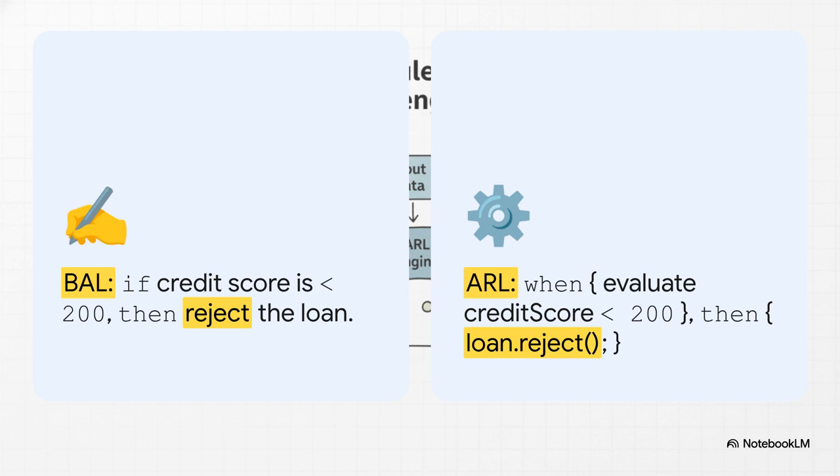This isn't just a word swap. It signals a totally different way of thinking. The engine isn't just checking a condition, it's actively pattern matching. It's searching for data that fits the description in that when block. And that is key to how a rule engine works so darn fast.